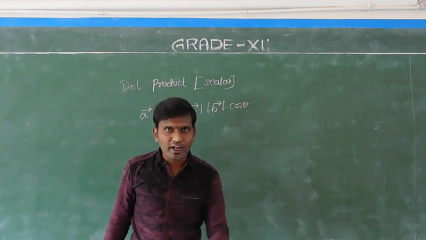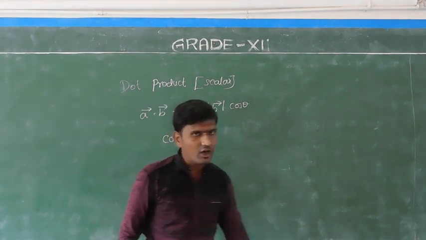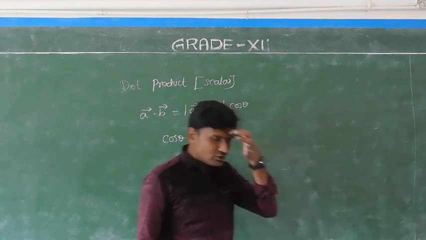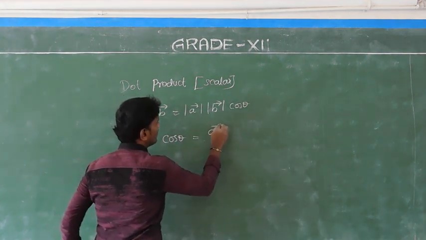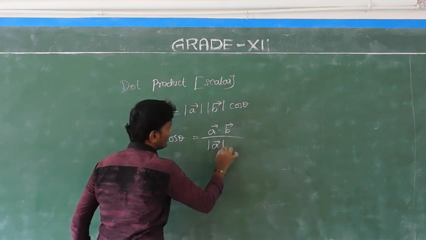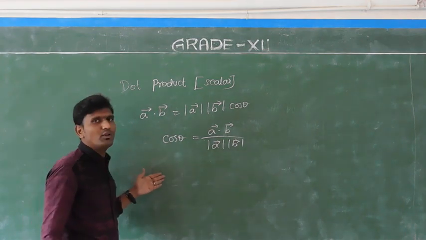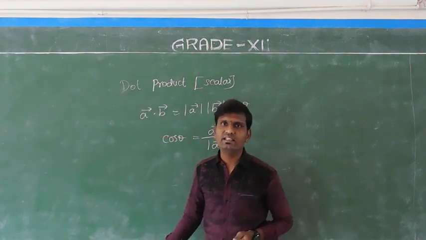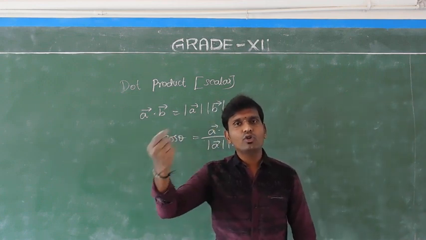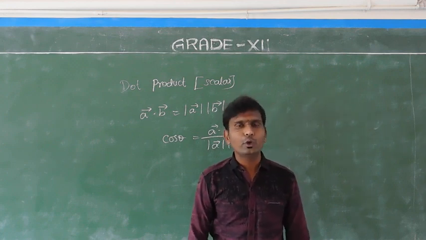From the dot product formula we can find the formula for cos theta, the angle between the vectors. Cos theta is equal to A vector dot B vector, whole divided by modulus of A vector into modulus of B vector. These two formulas we mainly use in this exercise. I want to recall the formulas from the observation on page number 442.